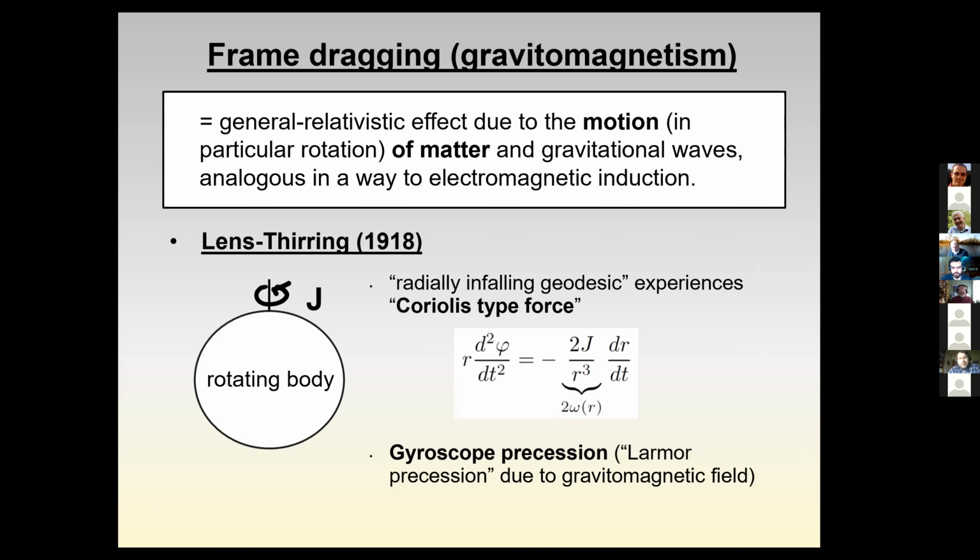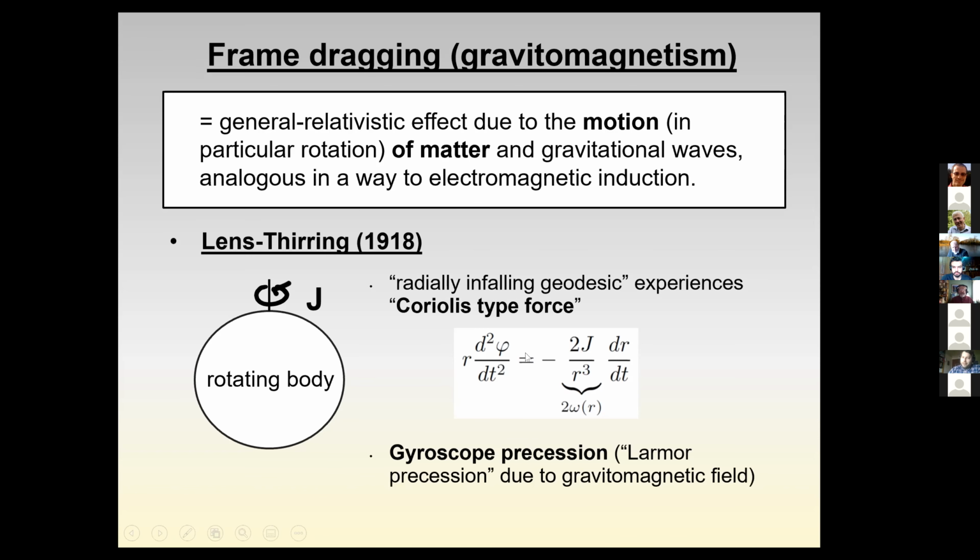Also known as the Lense-Thirring effect, it actually goes back to the early age of general relativity, to 1918. So let us consider a rotating body with angular momentum J, and let us shoot some radial geodesics at it, for example in the equatorial plane. Then what you will find is that these radially infalling geodesics experience some kind of Coriolis-type force.